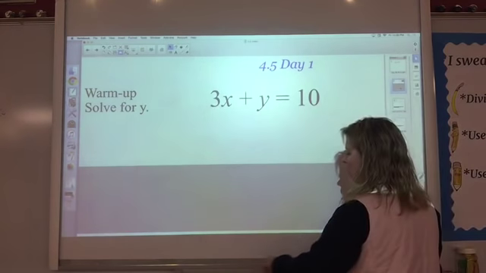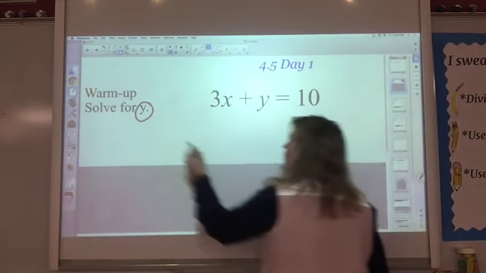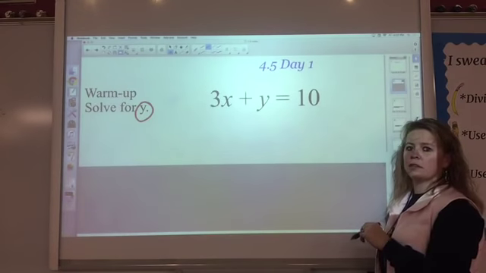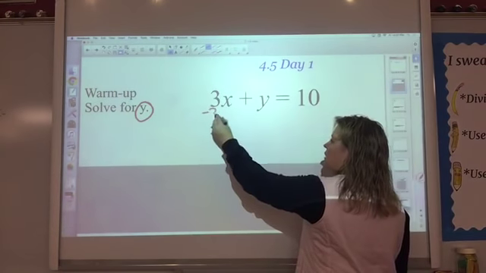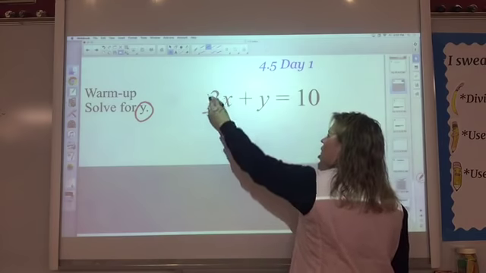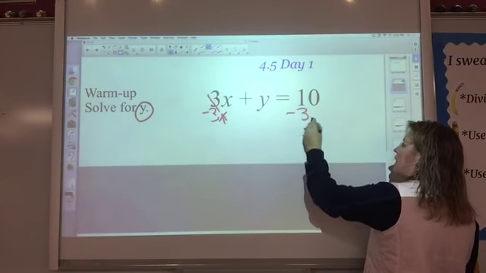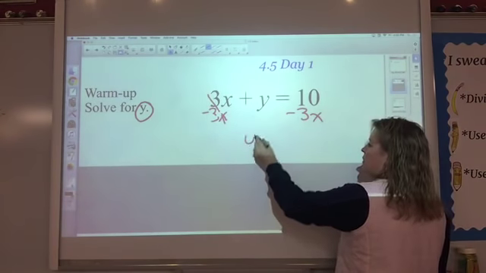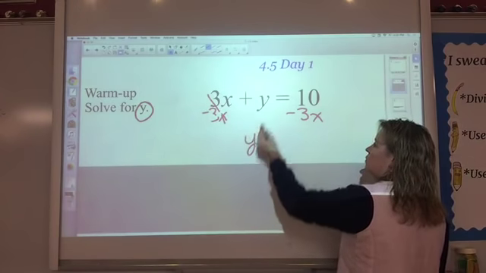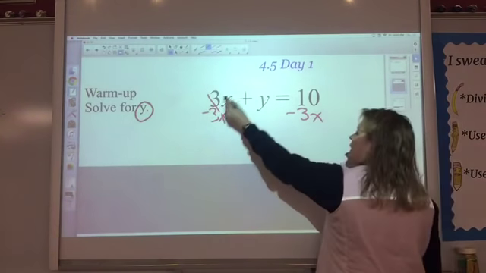If it says solve for y, it just means make sure the y is isolated. Get it by itself. Do the inverse operations on each side. If that's a 3x, you're going to minus 3x from both sides. And we've talked about this before. If you subtract 3x, you're left with just y because that cancels.